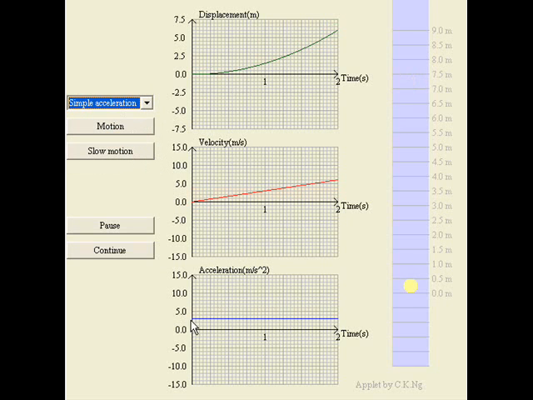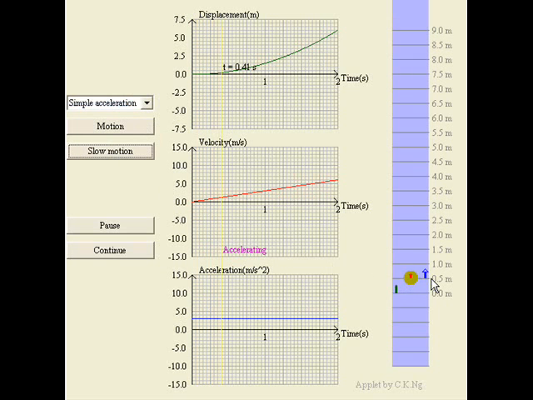So now we've got constant acceleration. The velocity gradually increases, and the displacement time graph shows the slope gradually increasing. This indicates an increase in velocity. Let's play the animation. So notice the acceleration remains constant, whereas the speed is increasing and the displacement increases.